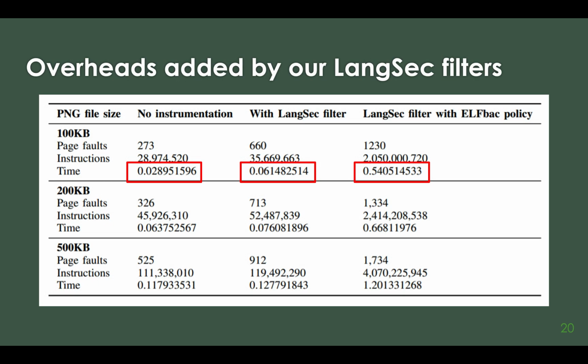Here are the results for the overheads that we got after running our experiments. On the left-hand side, we can see the PNG file size in the first column. We are varying the PNG file size and seeing how much overhead we are adding with no instrumentation, with the LangSec filter, and with the LangSec filter along with the elf-back policy. And here we can see the time that the no instrumentation has and the LangSec filter has and the LangSec filter has with the elf-back policy.